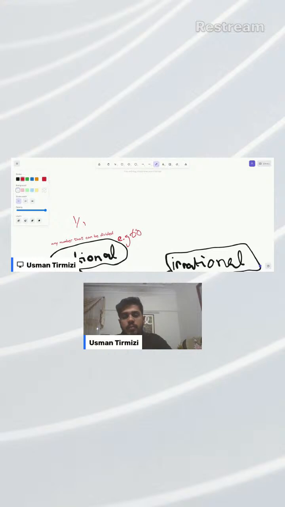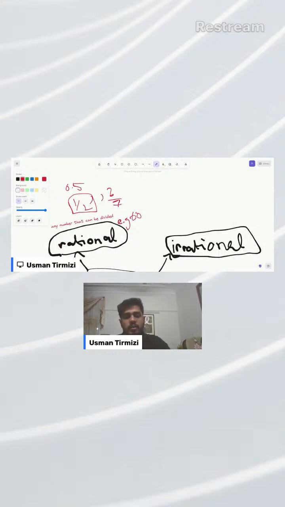Similarly, 1 divided by 2 is a rational number, right? And it's probably going to give you a decimal answer, 0.5. Similarly, 3 divided by 7 is a rational number, right? It's going to give you something in decimals. Similarly, any number which can be divided is basically a rational number.